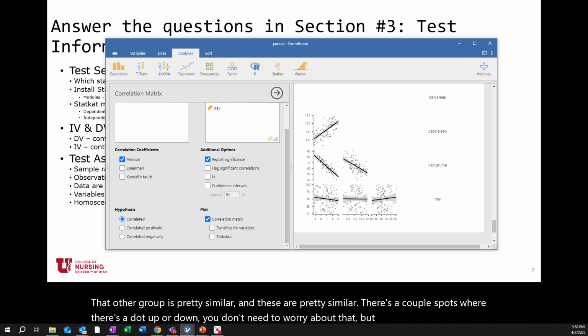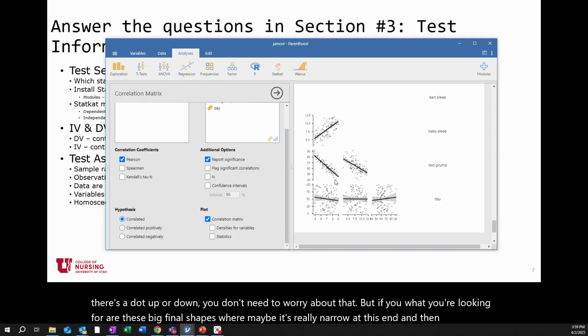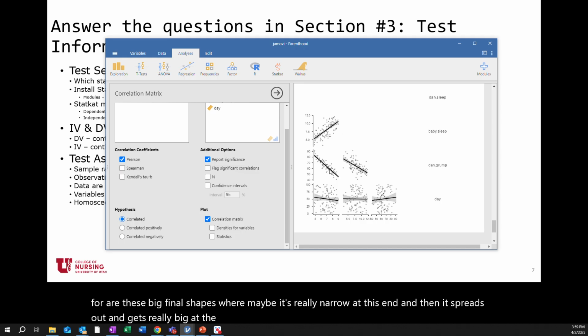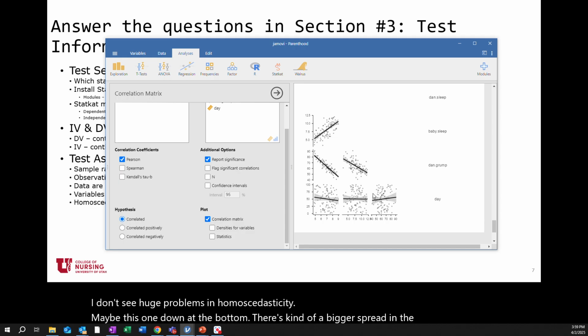But if what you're looking for are these big funnel shapes where maybe it's really narrow at this end and then it spreads out and gets really big at the other end, that tells you you may have a problem with homoscedasticity. These plots all look okay. I don't see huge problems in homoscedasticity. Maybe this one down at the bottom, there's kind of a bigger spread in the middle.